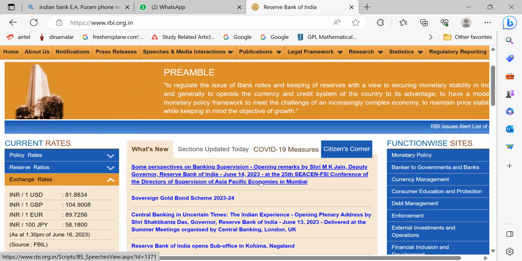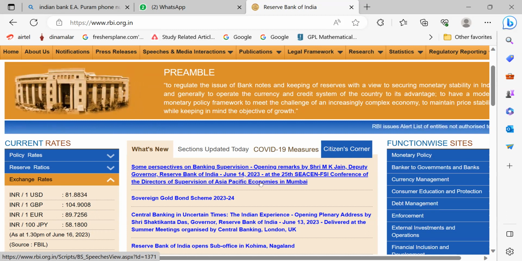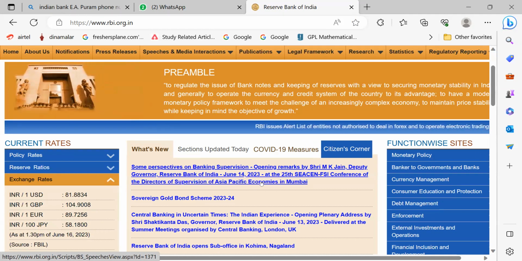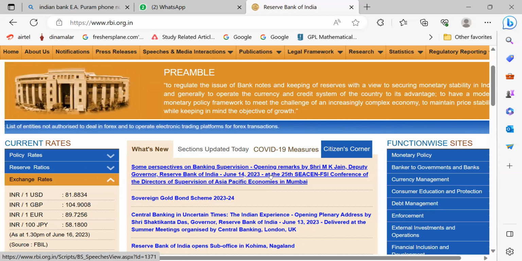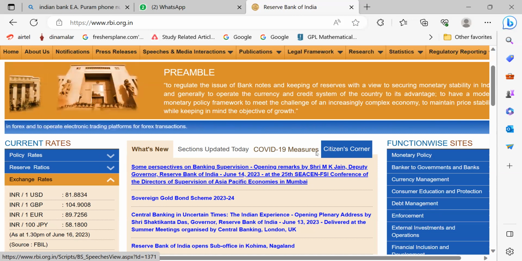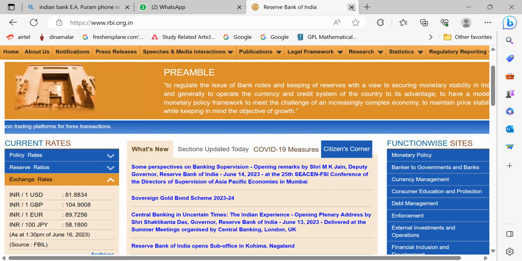Sir, second one, GBP means? British pound sterling. Great Britain pound sterling. Pound sterling. Okay. Very good. So shall I close this Reserve Bank page?